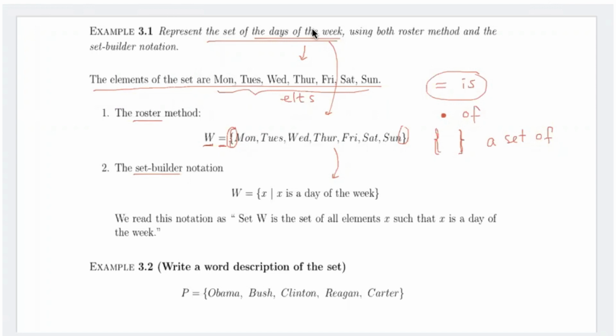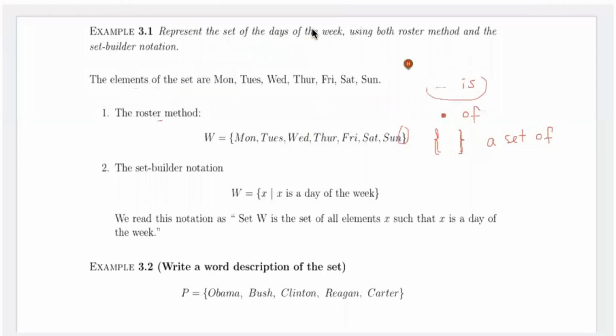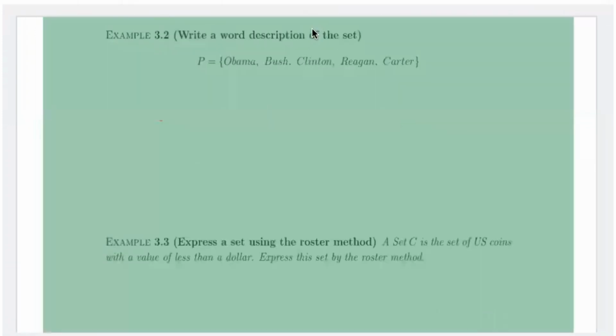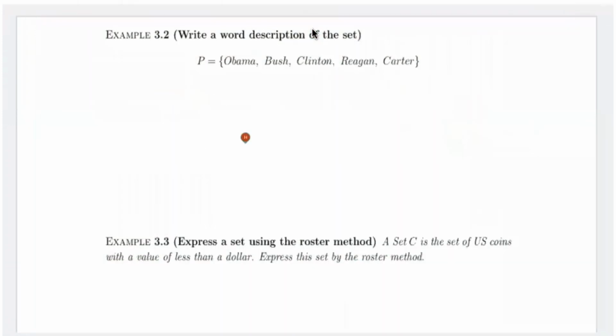Let's have an example. At the bottom of the page, example 2. How do we write this in word description? Example 2 and example 3. Let's try these two examples here. Example 2, write in word description the set P, capital P, which is the set of Obama, Bush, Clinton, Reagan, and Carter.